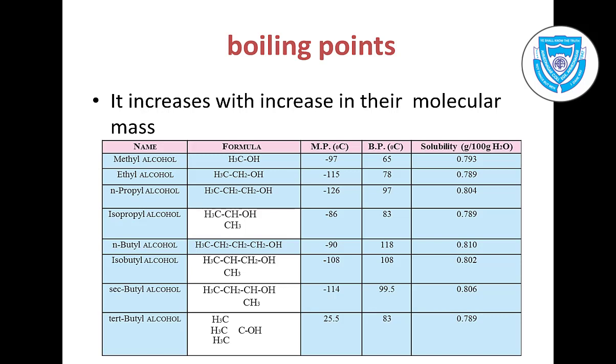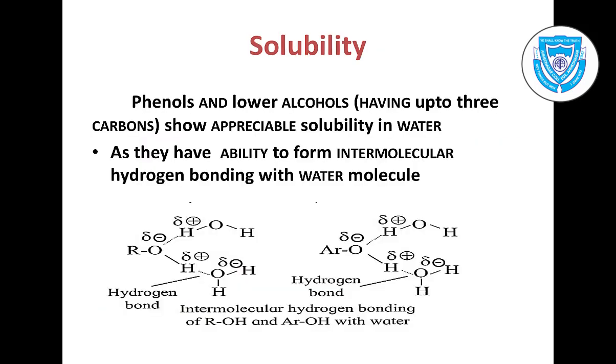So far we have discussed the physical properties of alcohols and phenols. As I told you, they are liquids, and we have seen the boiling point. As the molecular mass increases, the boiling point also increases. Now in the next slide, we are going to talk about solubility. In the first slide, I have already told you that there is hydrogen bonding present in alcohols because of the presence of the hydroxyl group in them.